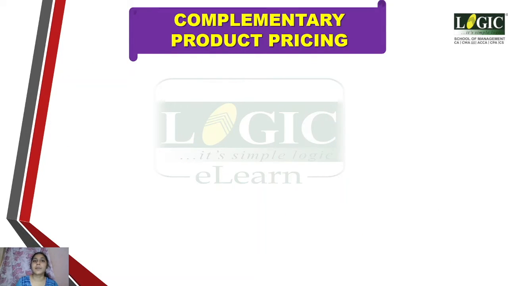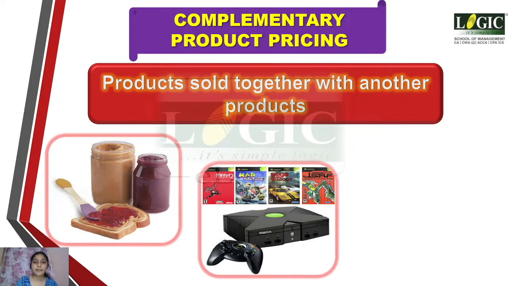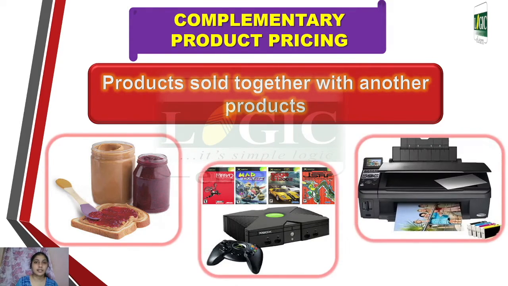Then we have complementary product pricing. That is, when the products are sold along with other products. Examples are bread and jam, gaming devices and gaming software, printers and their cartridges. The strategy here is that either you can charge a lower price to the main product in order to boost sales and charge a higher price to the associated product, and vice versa.